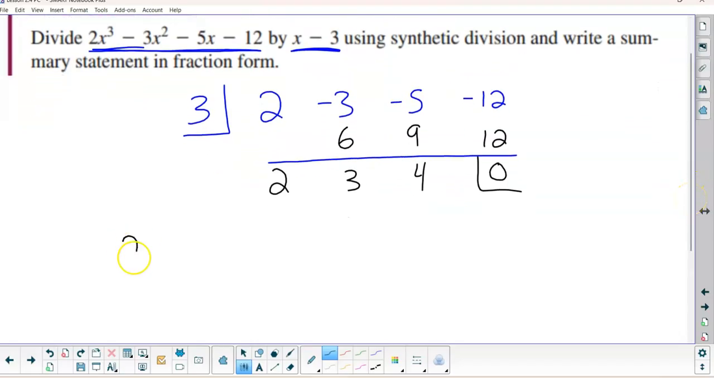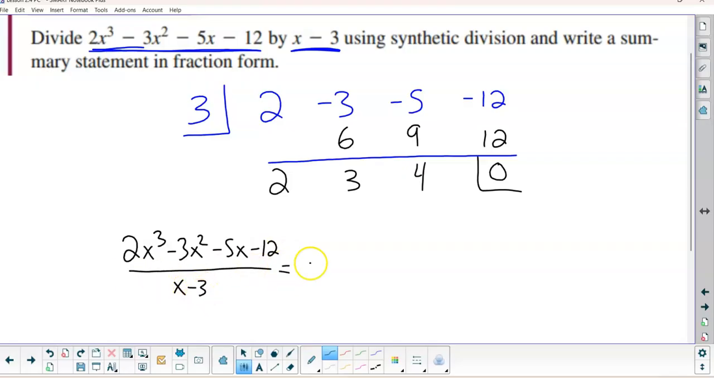So here's my summary statement. 2x to the third minus 3x squared minus 5x minus 12, all divided by x minus 3 gives us 2x squared plus 3x plus 4. So that is synthetic division.